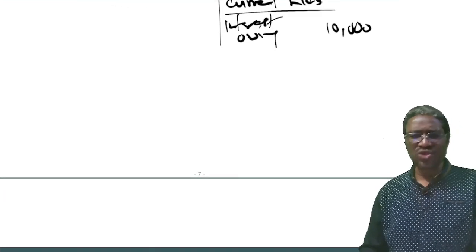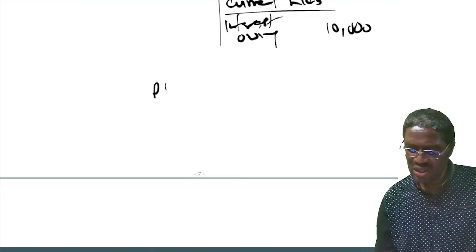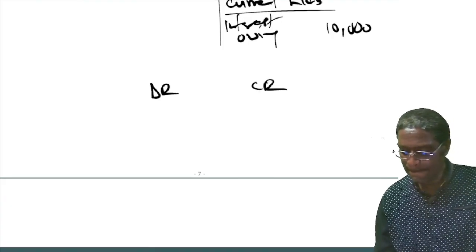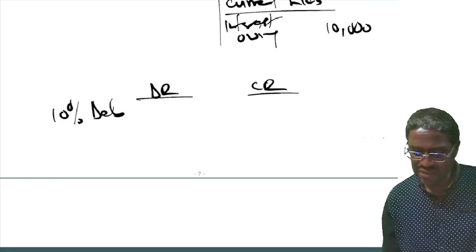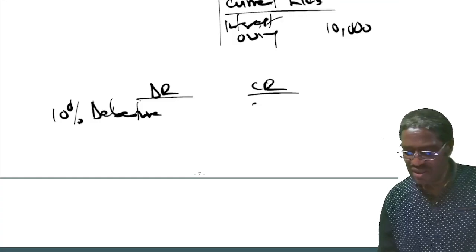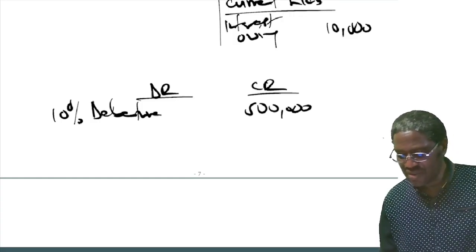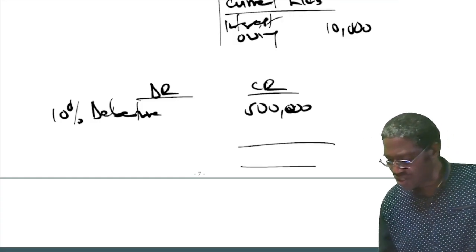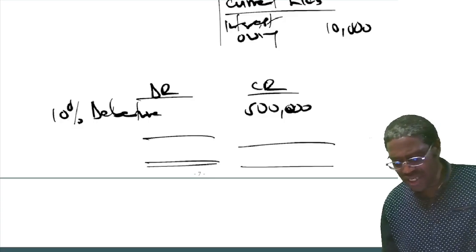Let me give you another one. In the same financial accounting, sometimes the examiner could give you this trial balance. It gives you 10% debentures, 500, and in that trial balance, there is nothing like interest.